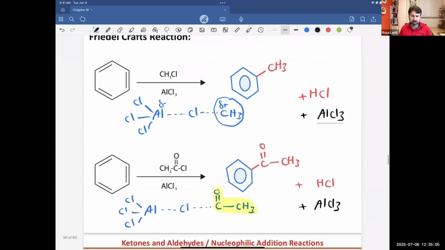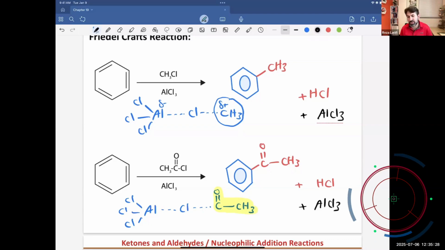Now the difference between them: in the top one, you simply added the alkyl group to the benzene ring. In this case, you added the carbonyl to the ring. That carbonyl group can get involved in some other reaction. I can reduce it, or maybe turn it into, let's say, an alcohol or something else.